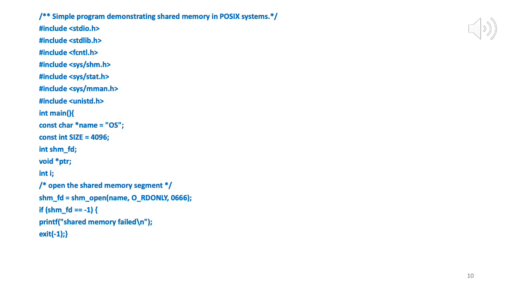O_RDONLY and 0666. Okay. So now in this case, note that we don't have the O_CREAT flag, right? So we don't have the O_CREAT flag. Because why? Because the producer has already created the segment. So we have name, which is a pointer to that shared memory segment, right? Then we have O_RDONLY, which means we only want to open it for read only, whereas in the previous case it was O_RDWR, because we wrote to it also, and then 0666. Okay.